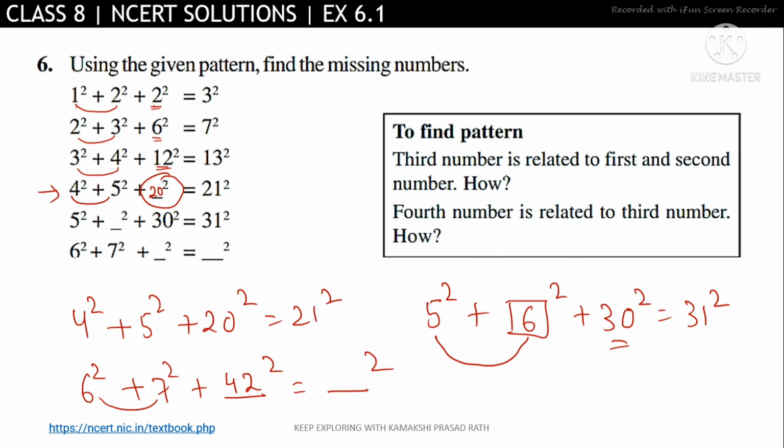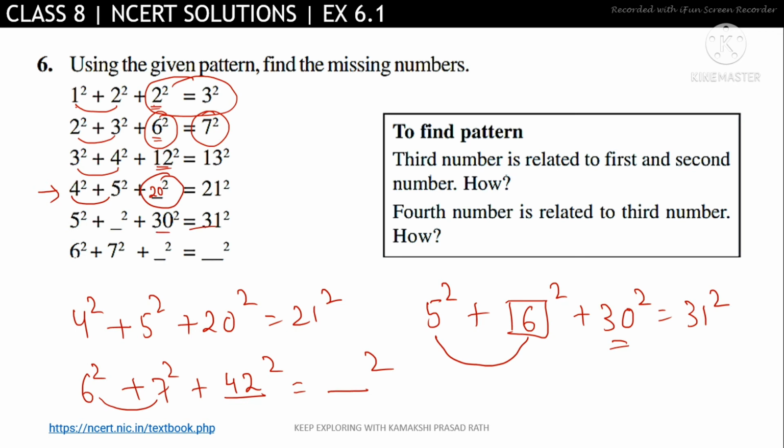Now say 1 2s are 2, we are getting 3 here. 2 3s are 6, here we are writing 6, but here we are writing 7 squared. See now the relation between the third number and the fourth number. When the third number is 2 squared, the fourth number is 3 squared. When the third number is 6 squared, we are getting 7 squared. So 12, 13, 20, 21, 30, 31.